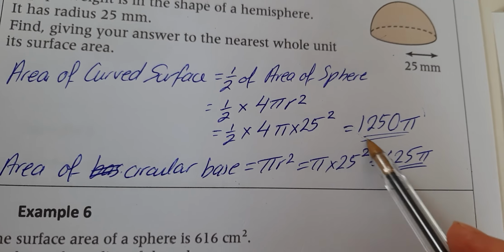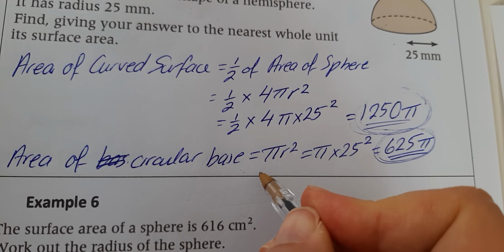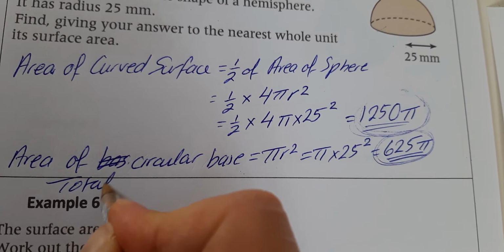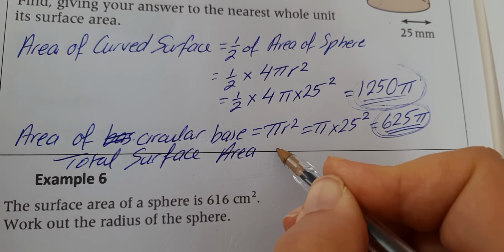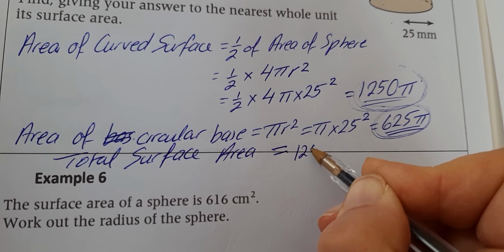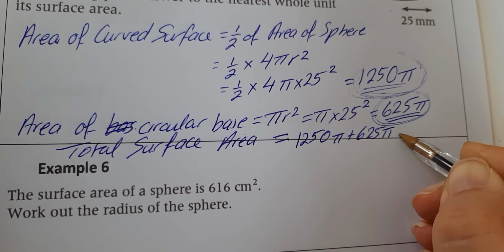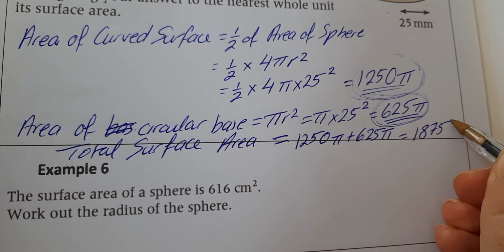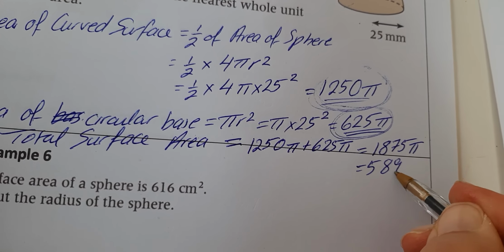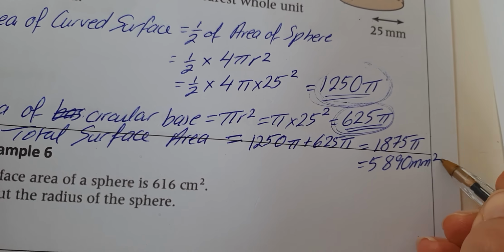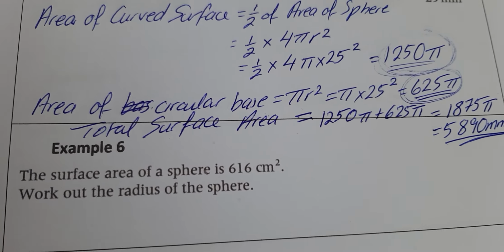And we now need to find the total area of the outside, which is both of these together. So the total surface area of the paper weight is 1,250 pi plus 625 pi, which is 1,875 pi. So that's 5,890 millimeters squared to the nearest whole number.